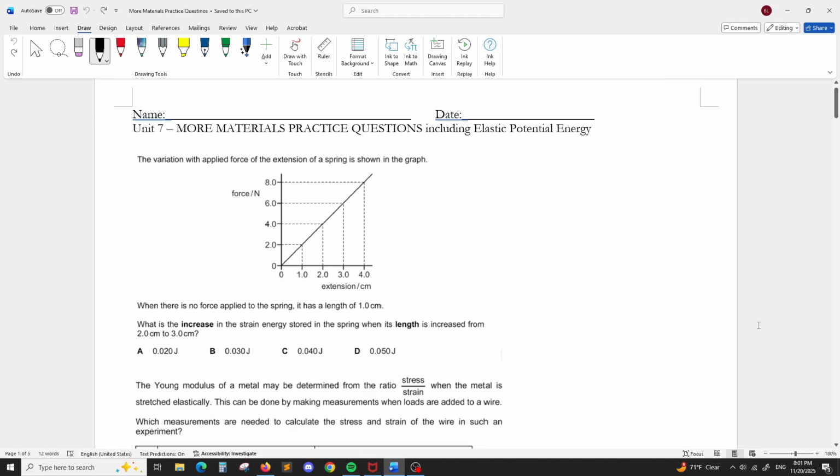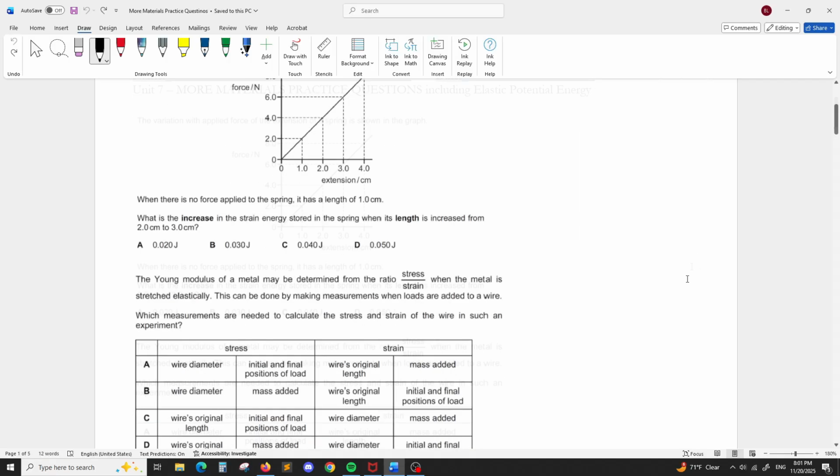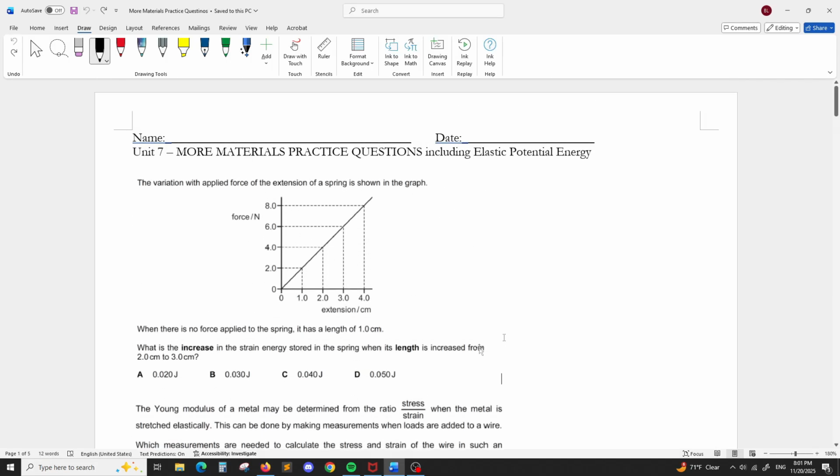Hello everyone, welcome to the Unit 7 review, which covers materials. This also includes elastic potential energy. The formula is 1/2 ks squared, where k is the spring constant, right?